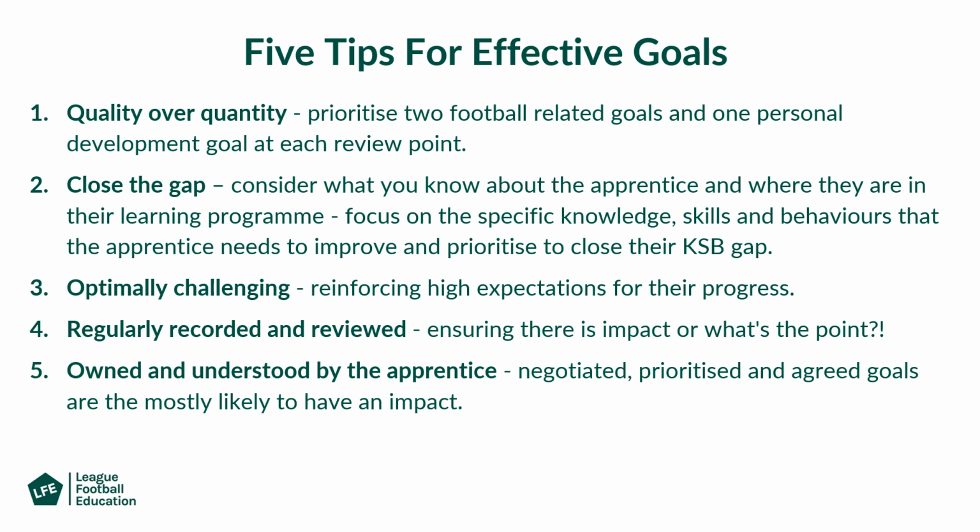We need to be looking at those key priority areas, those 2 football aspects, that 1 personal development aspect, and showing and demonstrating for that individual apprentice the progress that they've made over their 18 to 24 months on the programme. And therefore you'll have buy-in from the apprentice. They'll own and understand what they're doing. They'll be a key part of that progress because the goals will have been negotiated with them, they'll have been prioritised with them, there'll be goals that they've agreed to, and therefore they're most likely to have the biggest impact for that individual apprentice.